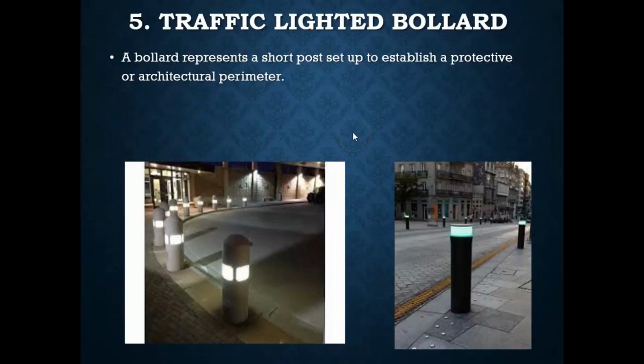Then we have what we call the traffic lighted bollard. This represents a short post set up to establish a protective or architectural perimeter, because in most cases when it is used as a visual indicator, a bollard is meant to guide traffic and mark boundaries. That is what it's meant for. This is usually much more effective at night, just like what we can see here, because of the lights beaming from the bollards, and that is why it's called a traffic lighted bollard. At night it serves as a guide for vehicles moving along this road, just as we can see in the two pictures here.